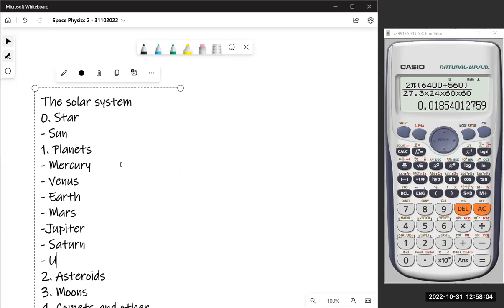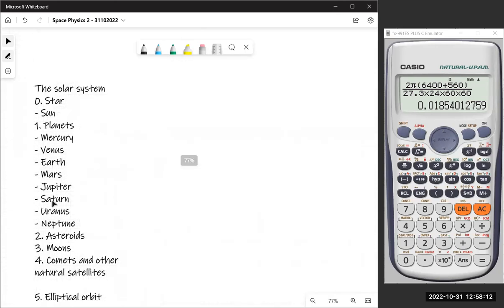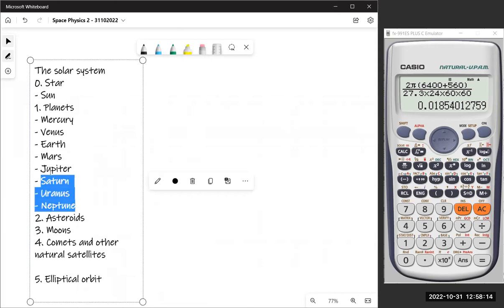Tell me if there's anything wrong. I'll correct it. Now these are the planets. There's one more actually. No, that's it.